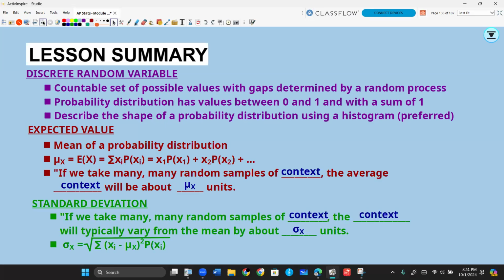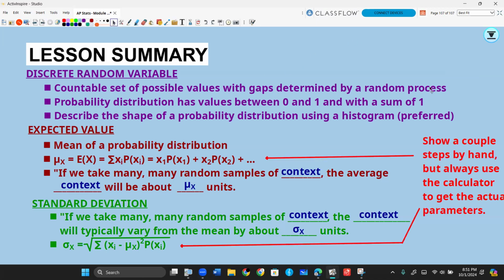Finally, the standard deviation. If we take many random samples of this thing, the value will typically vary from the mean by about whatever your standard deviation is. And you have that formula over here, the square root of the sum of each of the values minus the mean squared times their individual probabilities. And I just have to reiterate, show a couple steps when you're doing your work, but go to your calculator and get those values because there's going to be a lot of numbers to do, and we're going to be more focused on interpreting them, not number crunching. So let your calculator do the number crunching.